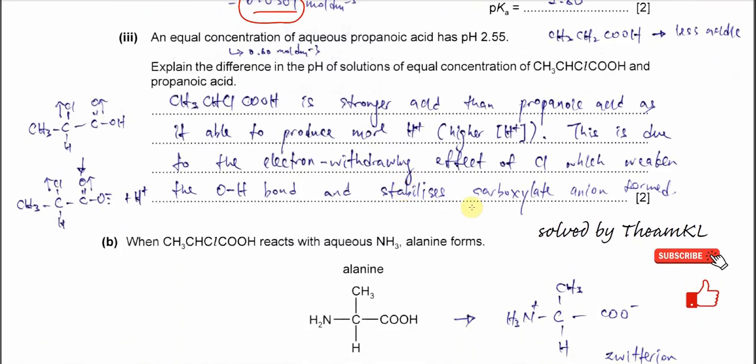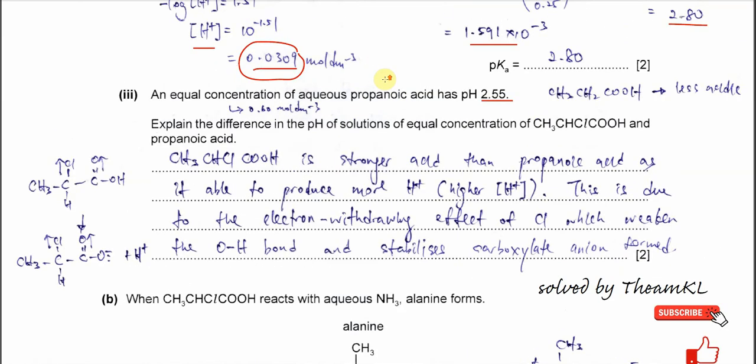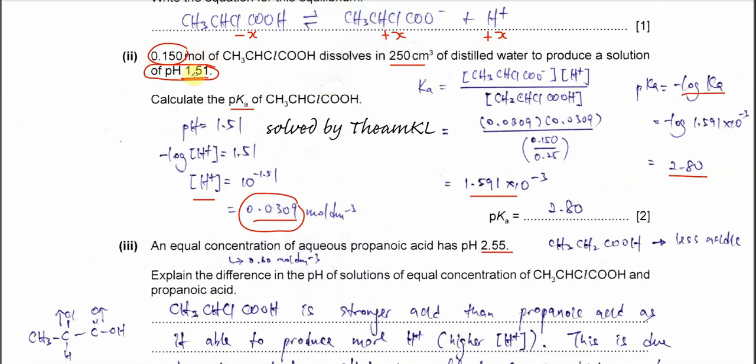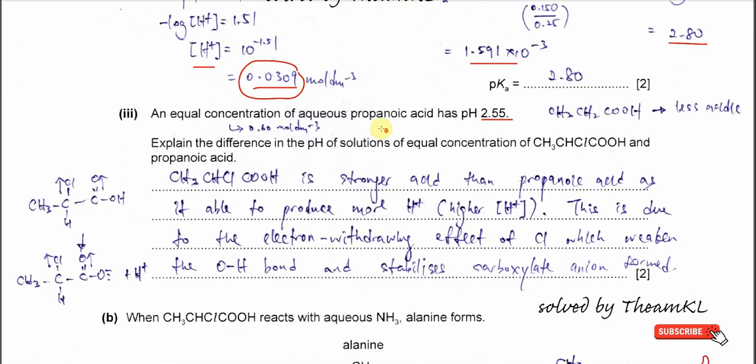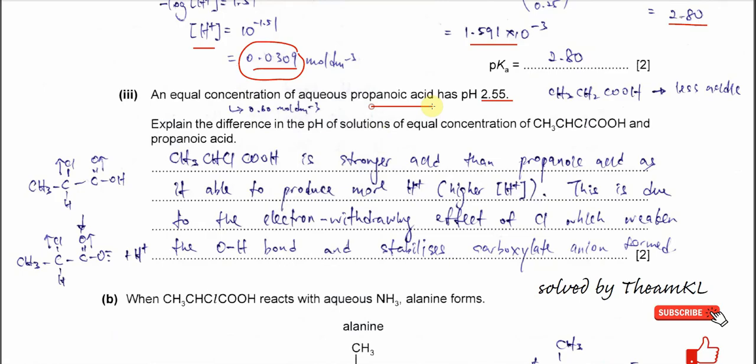Part 3. An equal concentration of propanoic acid has the pH 2.55. The 2-chloropropanoic acid is 1.51, which is a lower pH, a stronger acid. So now it's telling you that the propanoic acid is the weaker acid, as it is less acidic. So what is the reason for this acidity? Explain the difference in the pH of the solution of equal concentration of these 2-chloropropanoic acid and the propanoic acid.